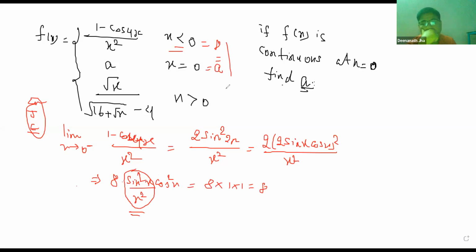But this is a question from the JEE Advanced also. You have to show also that the right-hand limit will also give 8. If it does not give 8, then you cannot say that it is continuous. At this point you have to find A equal to 8, no problem, but you have to show the third part also, that it will also come 8. Now you can solve this part.